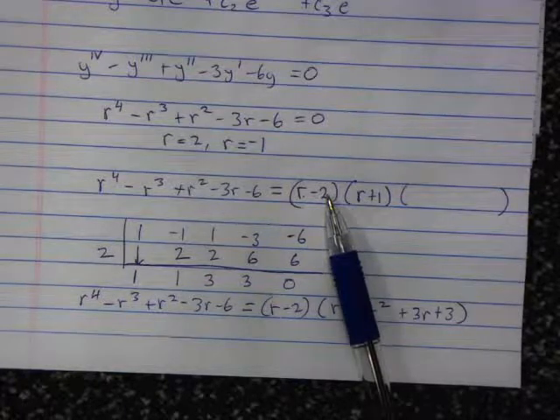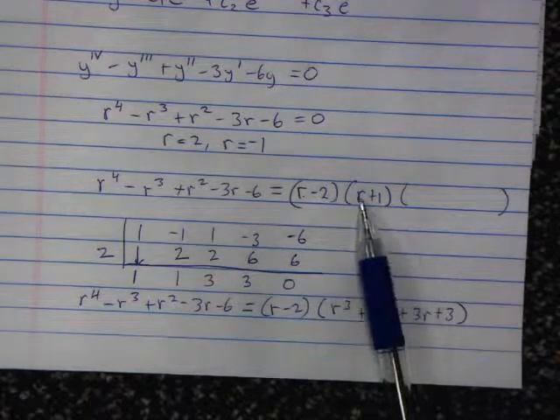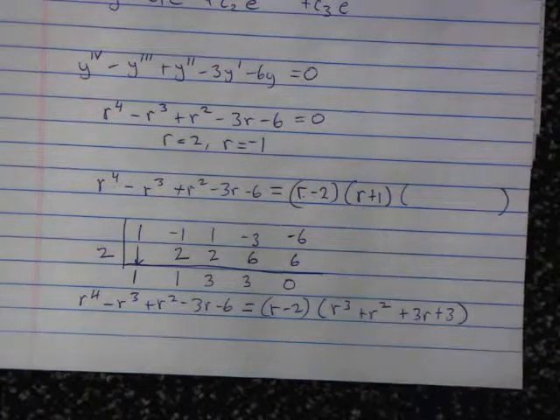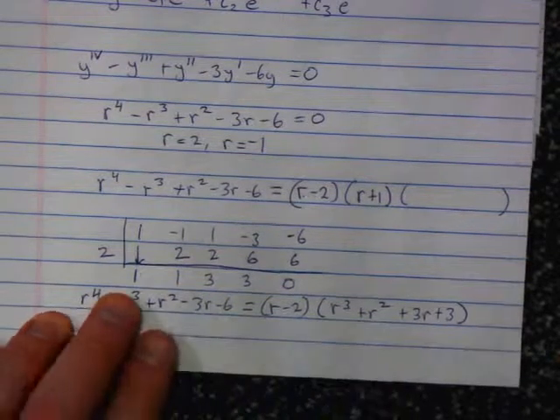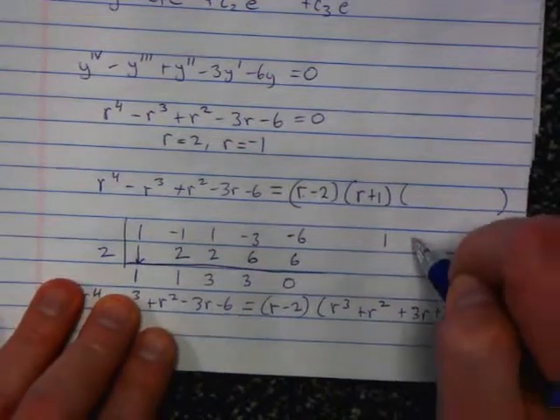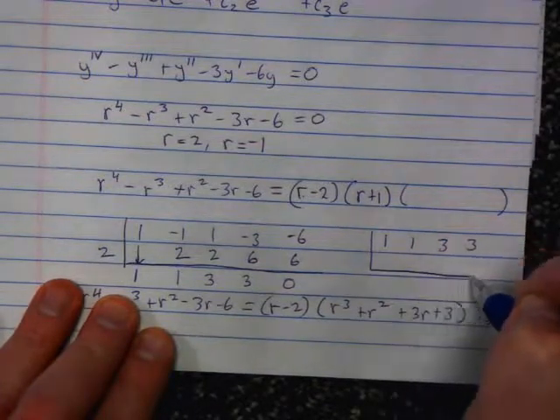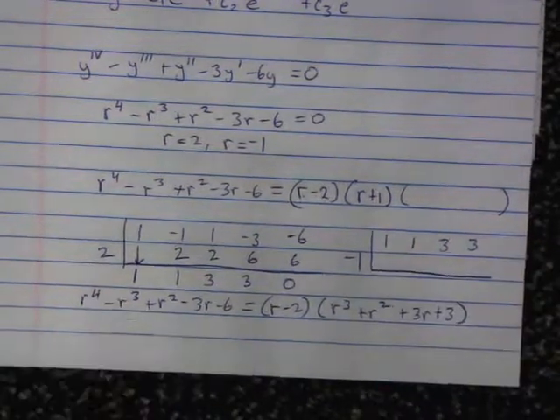But that's not really what we want to do. What we really want to do now is divide again and divide by the r plus 1. So we divide by a negative 1. So we start with these numbers that we have written here. 1, 1, 3, 3. And we divide again using a negative 1.